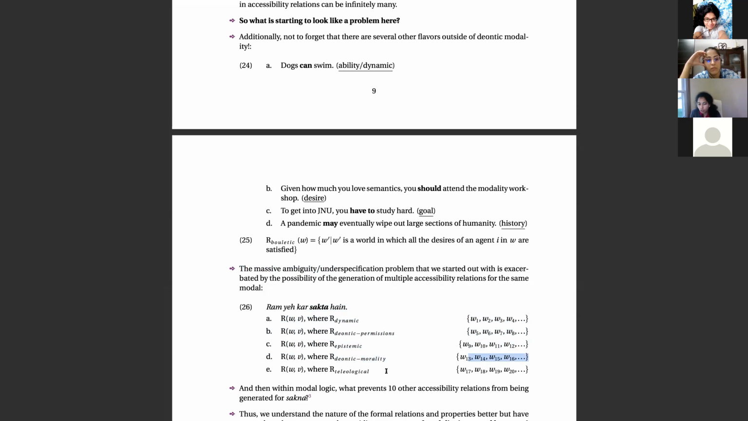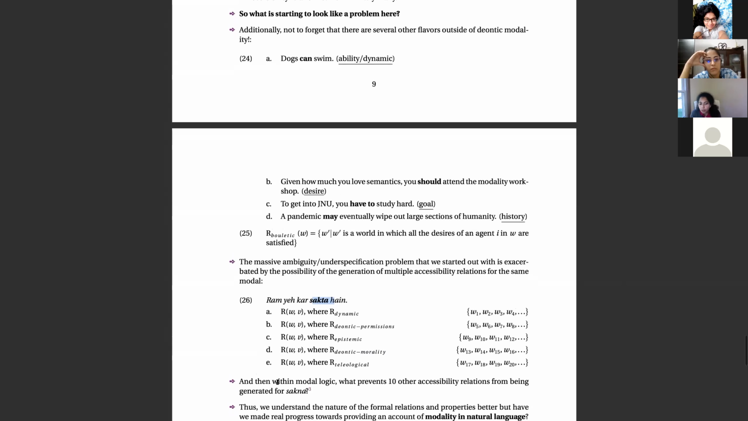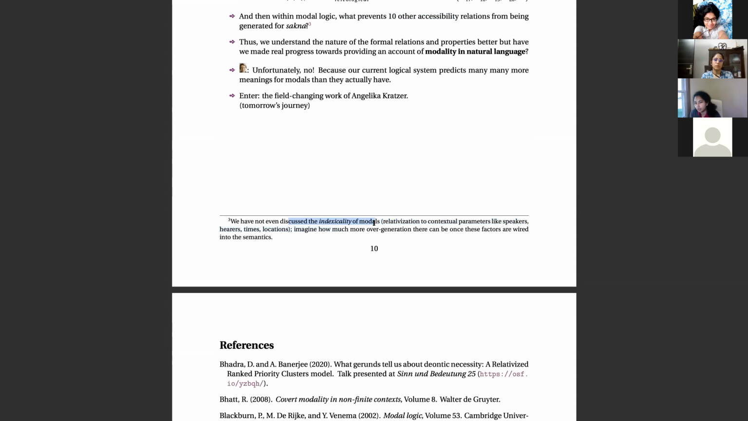Morality gives you this set of worlds. Teleological gives you another set of worlds. Okay. So with one model, you're able to have so many accessibility relations. Okay, and then you can ask the question, within modal logic, what prevents 10 other accessibility relations from being generated for sakta? There's nothing preventing that in the system. Right? And I have a footnote here saying that we haven't even looked at indexicality of models. This is another topic I will not be able to touch on.